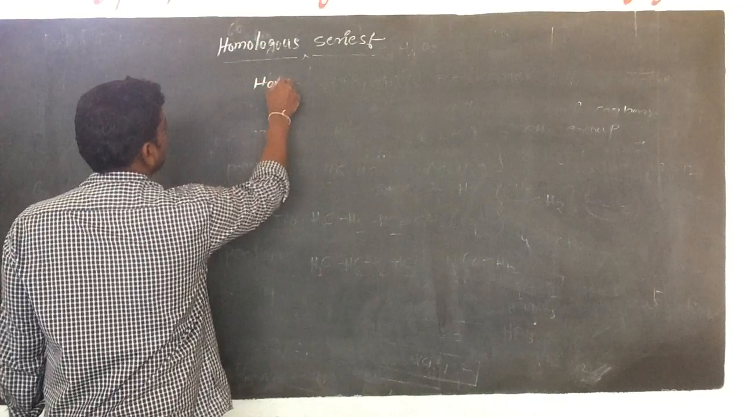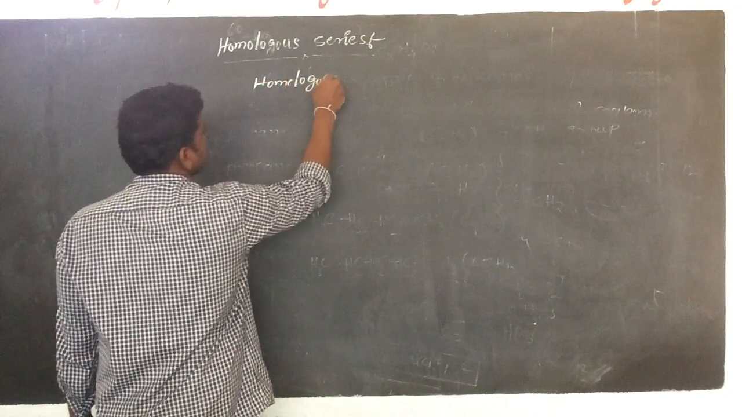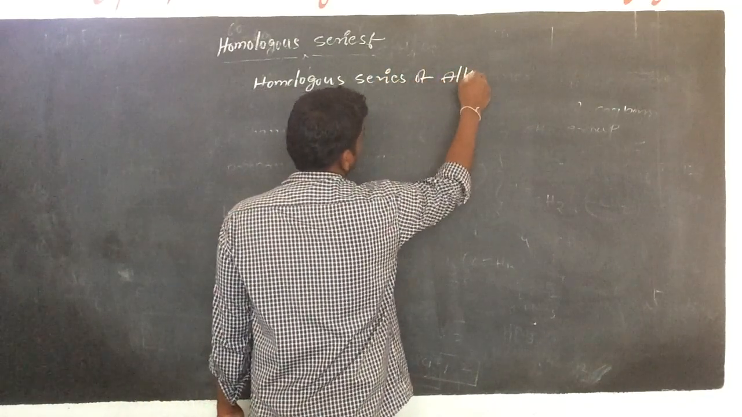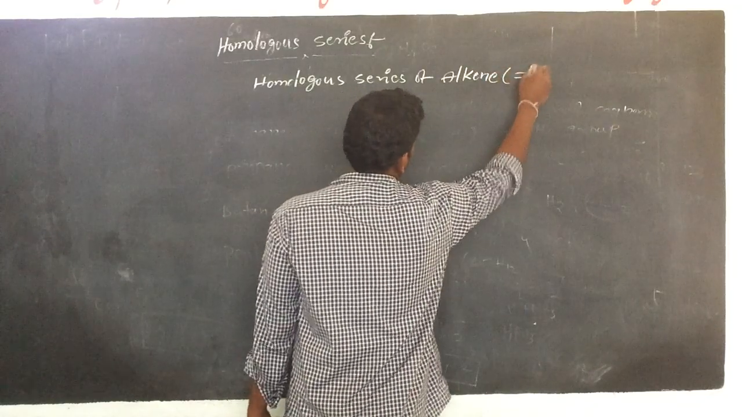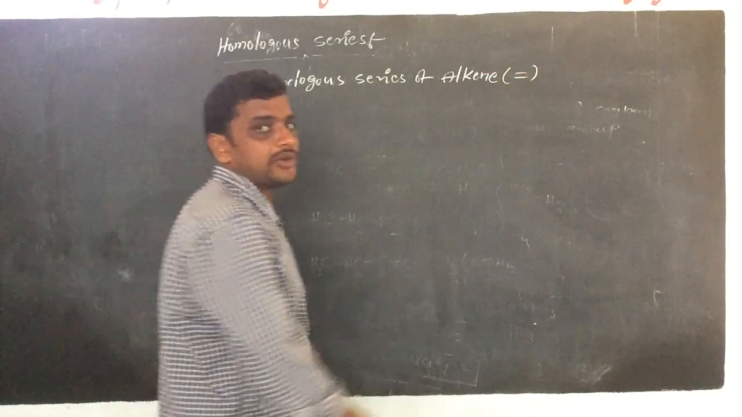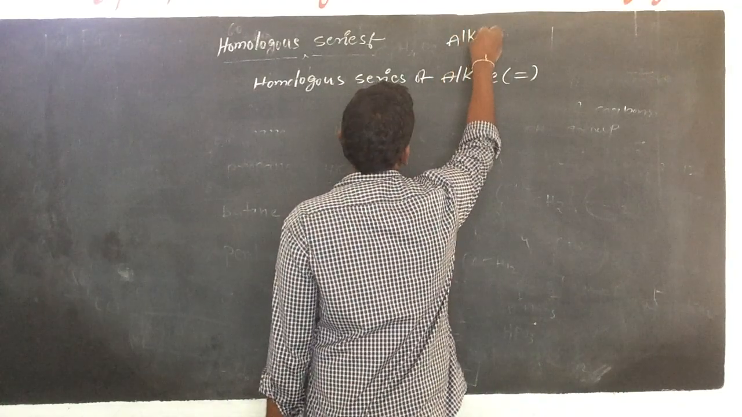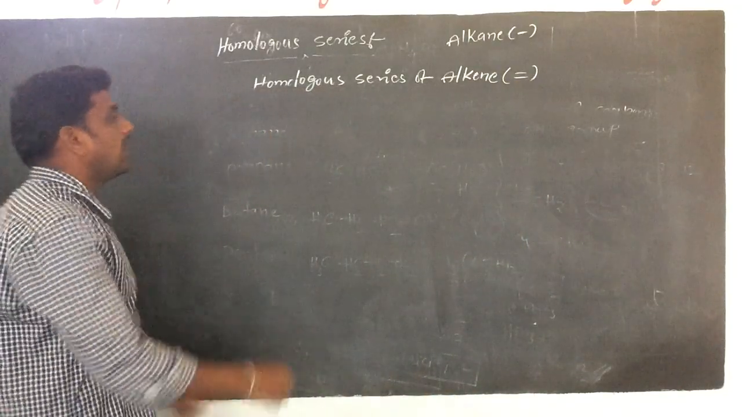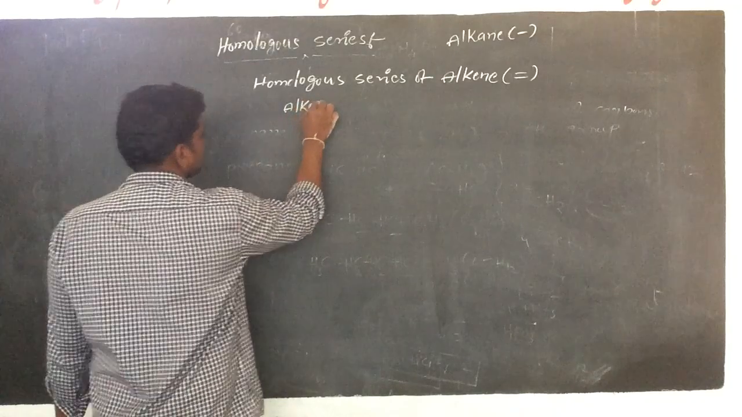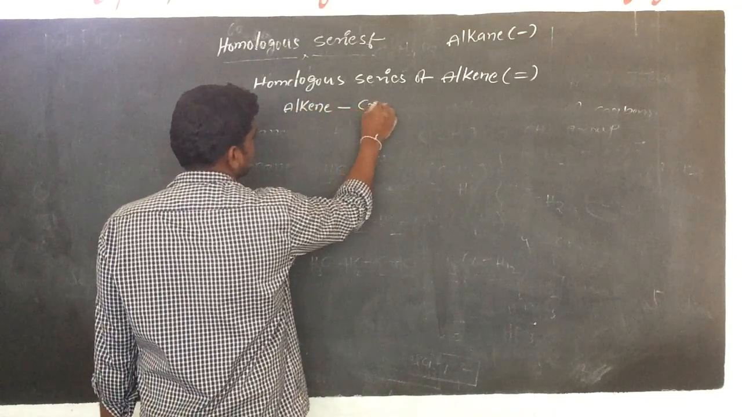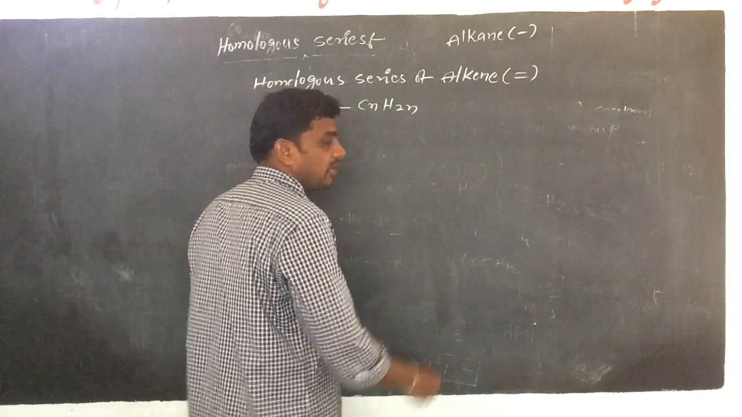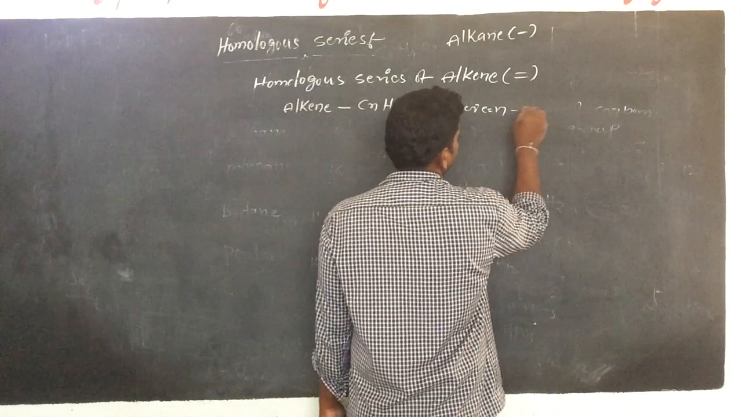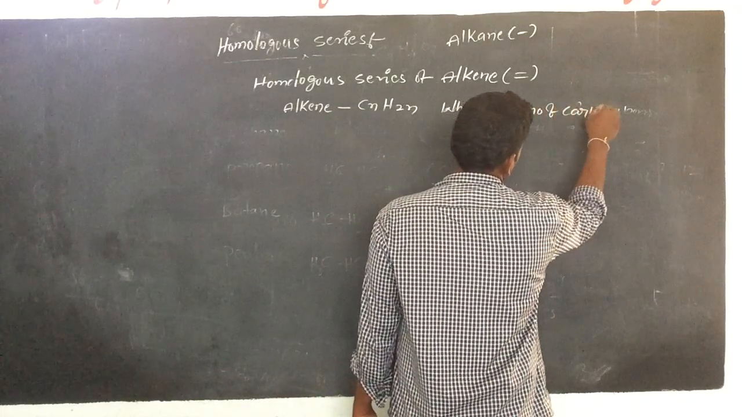Homologous series of alkenes. Alkene means double bond. Alkane means single bond. You should remember that. Alkanes mean single bond. Alkenes mean double bond. What is the general formula of alkene? CnH2n, where n is the number of carbons.